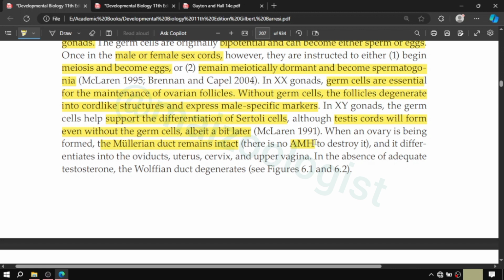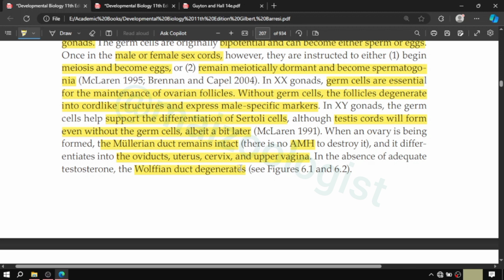When an ovary is being formed, the Mullerian duct remains intact because there is no anti-Mullerian hormone, or AMH, to destroy it, as in the development of testes. This Mullerian duct is going to differentiate into the oviducts, uterus, cervix, and upper vagina. And in the absence of adequate testosterone, the Wolffian duct degenerates. We know that in males the Wolffian duct is normally maintained, but if testosterone is not present, then the Wolffian duct is going to degenerate. As we talked about at the very beginning of the lecture, secondary sex determination is because of the hormones that these gonads, determined to be either testes or ovaries, are going to produce.